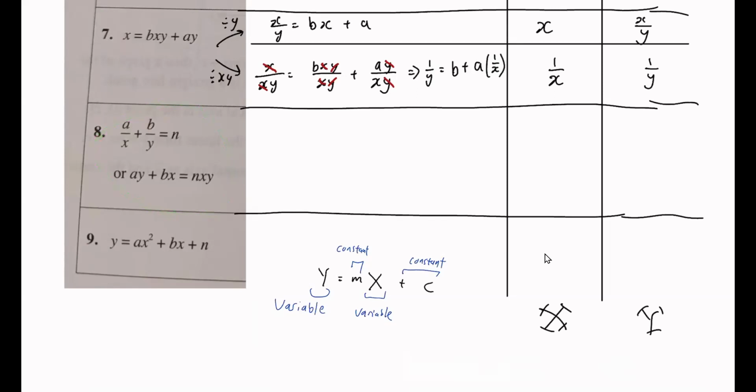Okay, next equation. You got a over x plus b over y equals n, or if you multiply both sides by xy, then you end up with ay plus bx equals nxy. So who is the capital Y? Who is the capital X?